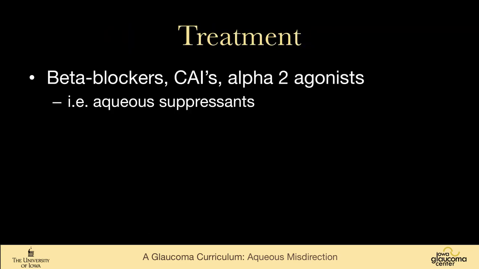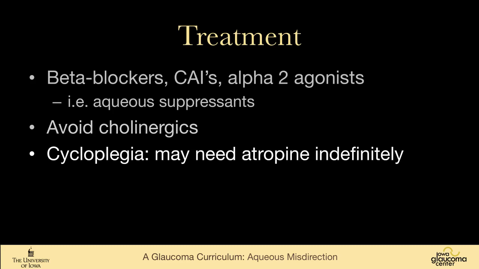So you treat this with aqueous suppressants: beta blockers, carbonic anhydrase inhibitors, alpha-2 agonists. You should avoid cholinergics like pilocarpine, as they tend to move the lens-iris diaphragm forward, which is not helpful, obviously. Cycloplegia is a cornerstone of therapy, and you may need to use atropine indefinitely in these patients. So this is a patient, again, with a diffusely shallow anterior chamber. The movie is before and after the use of atropine. In this patient, it made a huge difference.